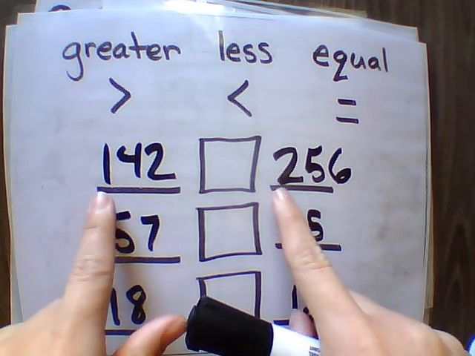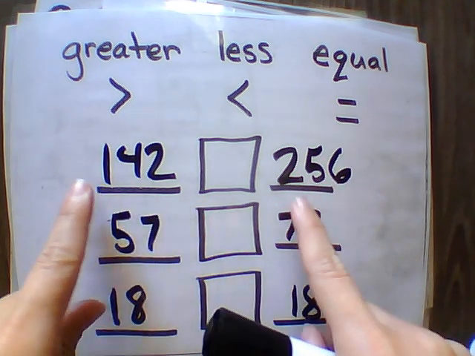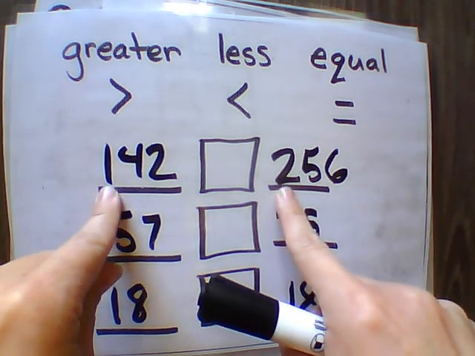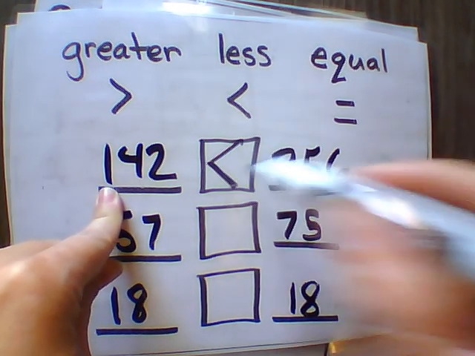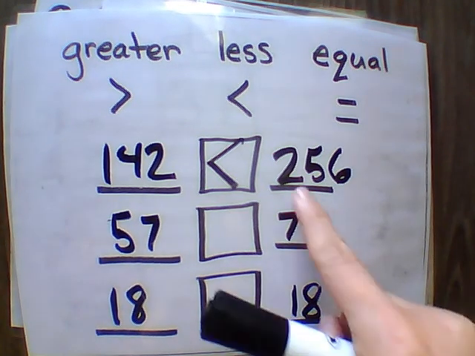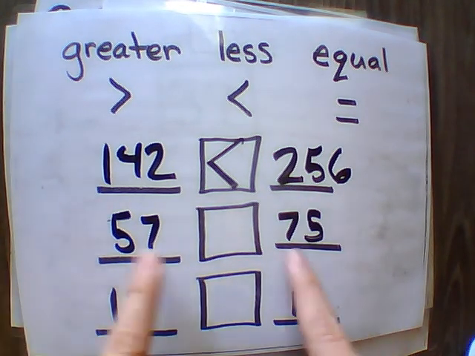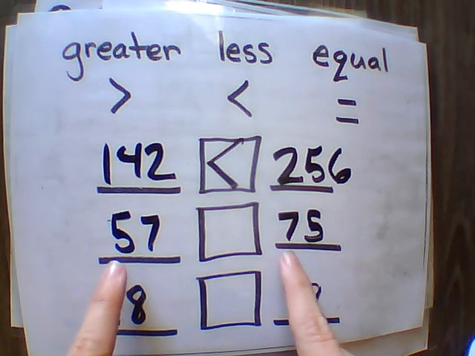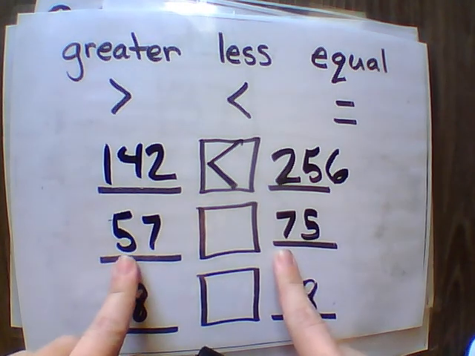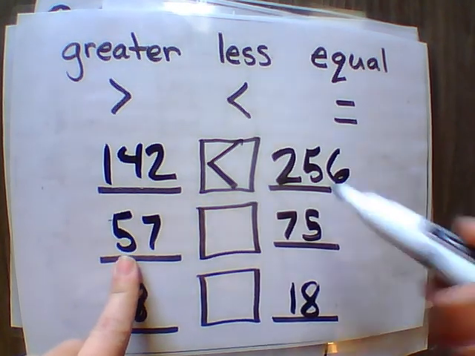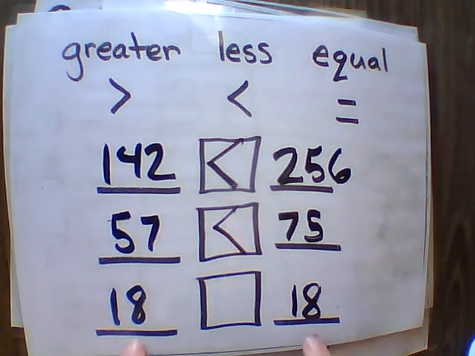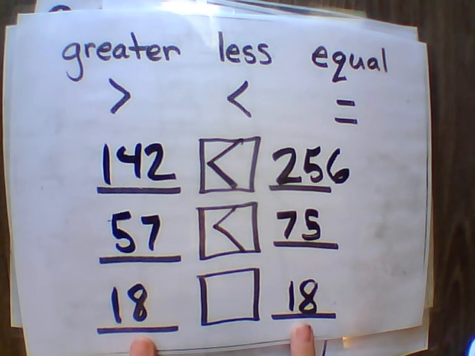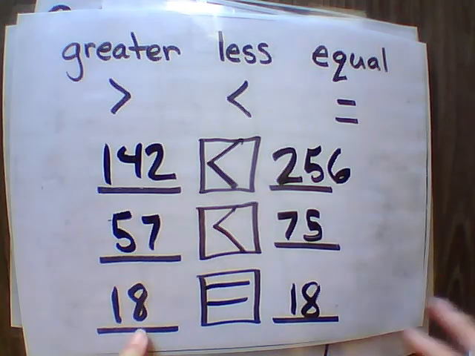So I noticed that both of the numbers have 3 digits. That means I touch the hundreds. 100 and 142, 200s and 256. So 142 is less than 256. I notice that there is only 2 digits here, so I'm touching the tens. 5 tens and 57, 7 tens and 75. So 57 is less than 75. And then I notice 2 digits and that they're also the same number, 18 and 18. So 18 is equal to 18.